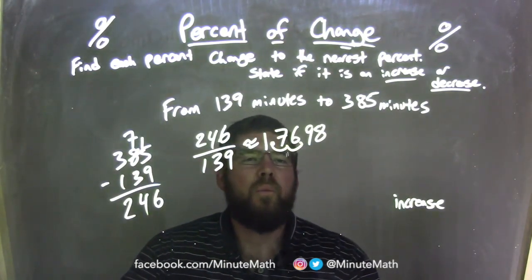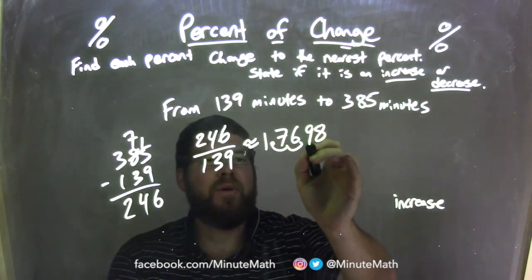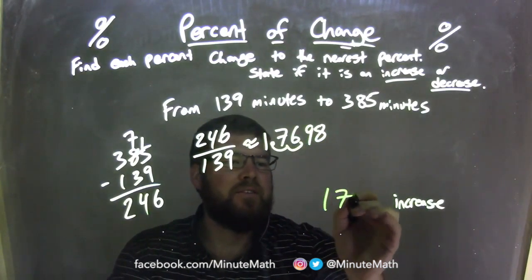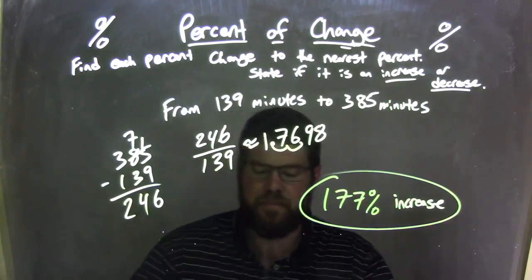Well, that 6 and the 9. The 9 causes that 6 to round up because it's greater than 4, for 5 and up. So we actually have a 177% increase here.